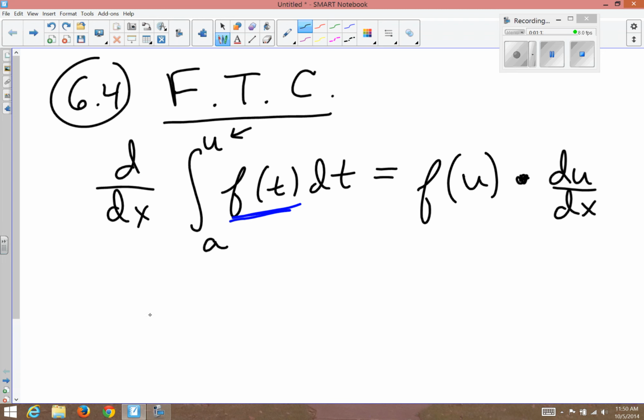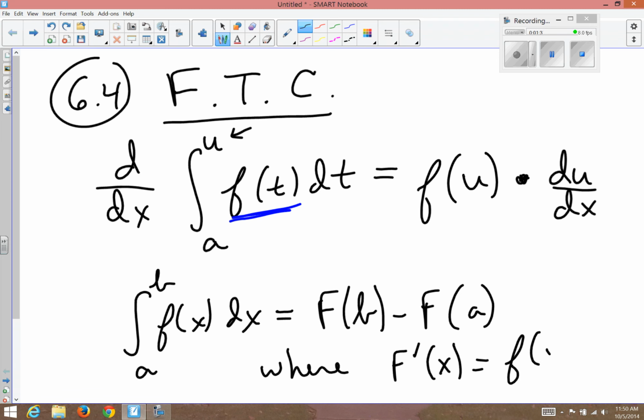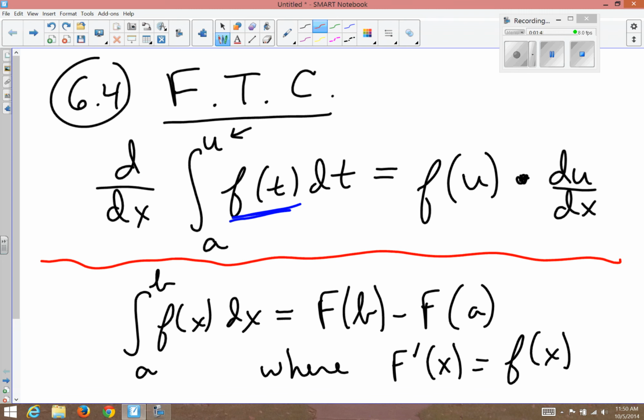The second part of the theorem is the integral of a function of x, dx, from a to b will equal capital F evaluated at b minus capital F evaluated at a, where the derivative of capital F of x is this integrand, lowercase f of x. We'll look at a lot of examples to see how we use both parts of the Fundamental Theorem of Calculus.